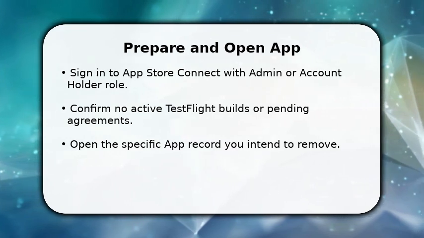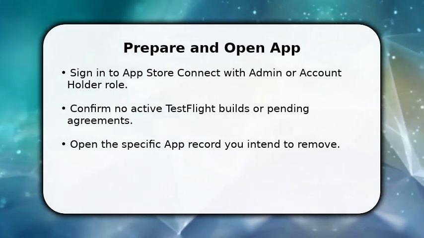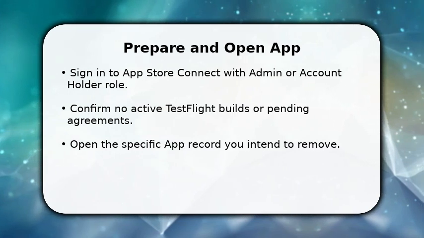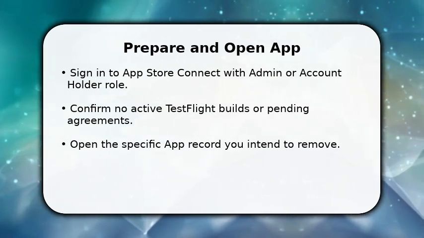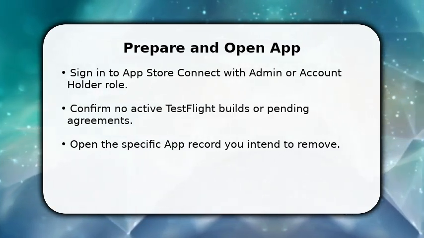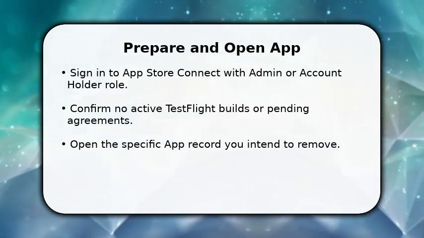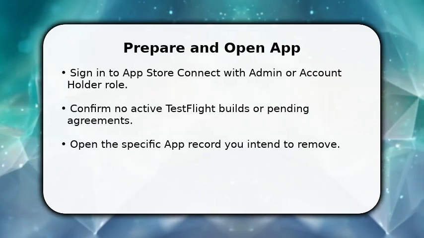Then open the exact app record in My Apps and locate the left-hand sidebar. From here you begin. Select the app, check its current status, and proceed to the Pricing and Availability section to perform the first removal action.